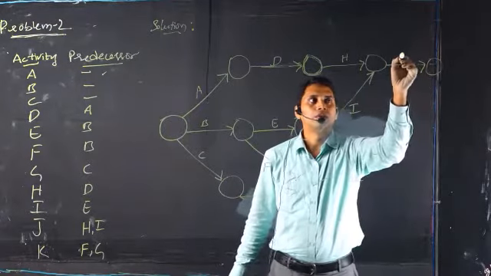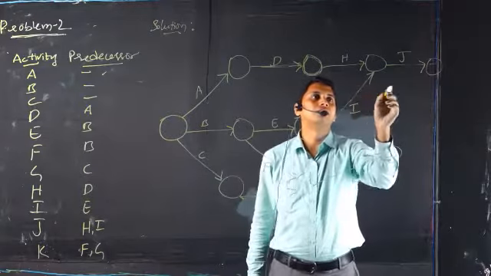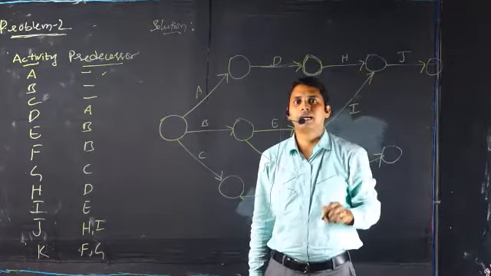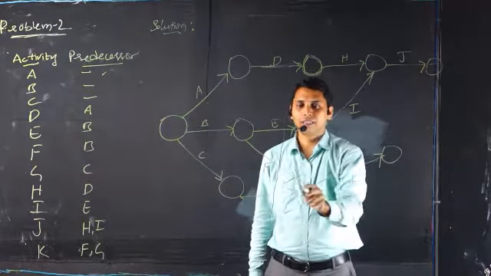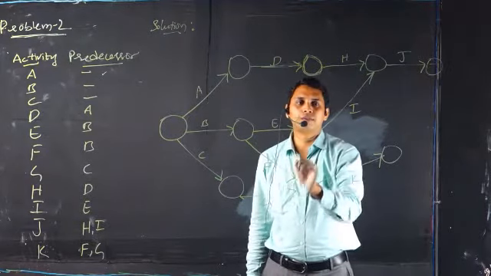So now what will happen here? For activity J, H and I is the predecessor. That is the reason why for writing J activity, H and I are joined together. So now we have drawn the J activity. And then for writing K, F and G must be together, must be joined. So we have joined here.